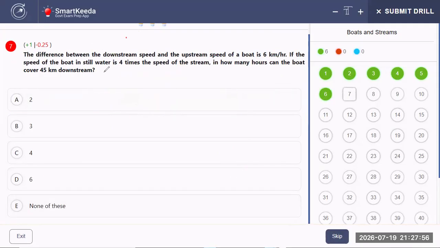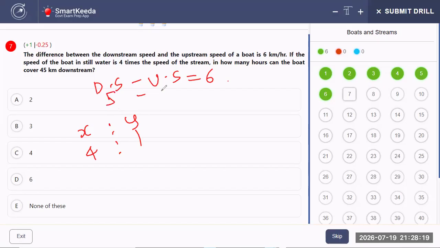The difference between the downstream speed and the upstream speed is 6 kilometers. So always the upstream speed will be less, and always the downstream speed will be more. Downstream minus upstream is equal to 6. If the speed of the boat in still water is 4 times the speed of the stream, find the speed of the stream. So this will be 5 and this will be 3. X is equal to 3. So downstream will be 15 and upstream will be 9.